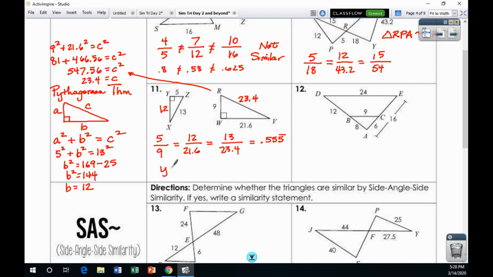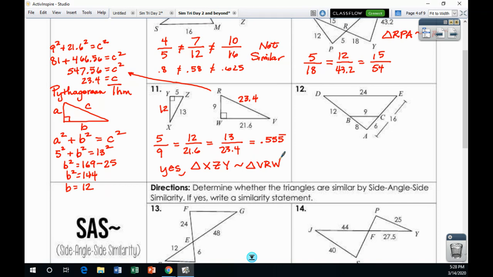So since all three sides are proportional, these two triangles are similar. So triangle, let's go with small to large angle. So X, Z, Y is similar to triangle V, R, W. Bingo, lingo, done. 12, last one, all right?